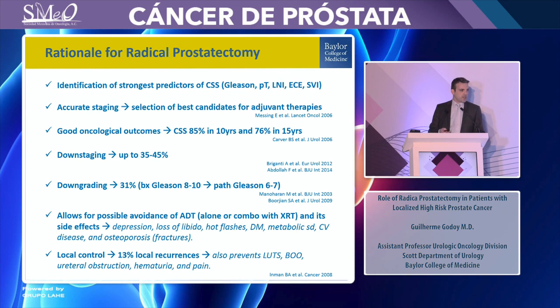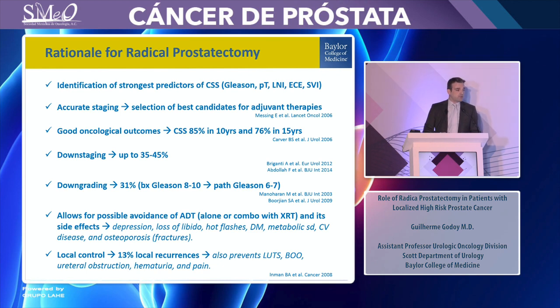We know about the downstaging phenomenon. So 35 to 45% of these cases, they are downstaged from T3 disease to T2. So that's another good thing, that these patients can be spared toxicity of more toxic treatments. There's also downgrading effect. So up to 31% of these cases, they have a reduction in the Gleason initially seen on the biopsy and thought to be 8, 9, or 10 to Gleason 6 or 7 in final pathology. So we believe that all these things will allow for a possible avoidance of ADT, either alone or in combination with radiation therapy, and its side effects.